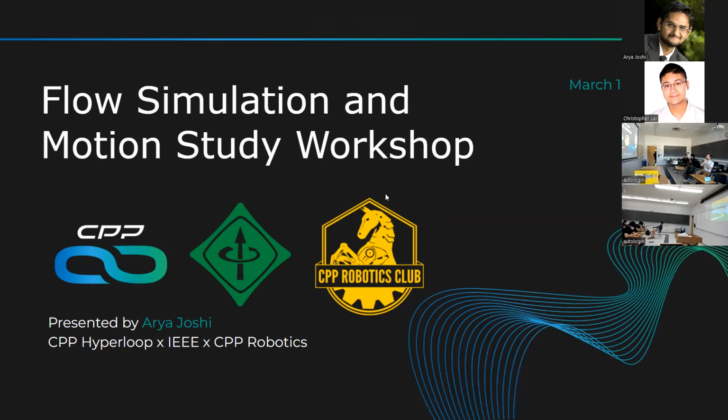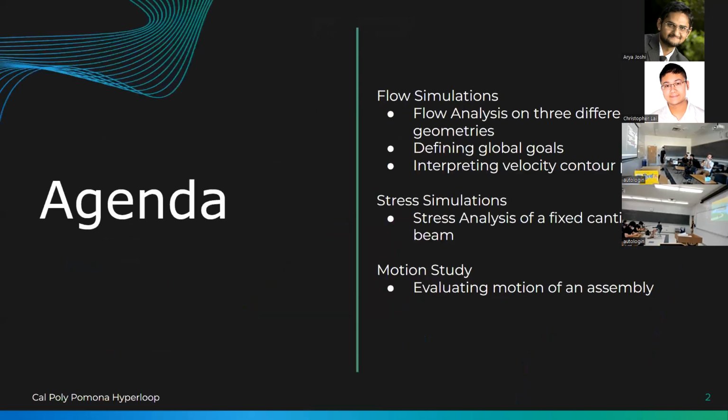Hi, everyone. My name is Arya. I'm the consult team lead this semester, and welcome to the Flow Simulation and Motion Study Workshop. Today, we're going to be talking about three main things. We're going to be talking about how to do flow simulations on SOLIDWORKS, how to run stress analysis using simulation on SOLIDWORKS, and also how to evaluate the motion of an assembly by using a motion study. And all of these functions are found in SOLIDWORKS, and they come in real handy when you're trying to understand how a part is going to work, especially how it's going to interact with other parts in a greater assembly.